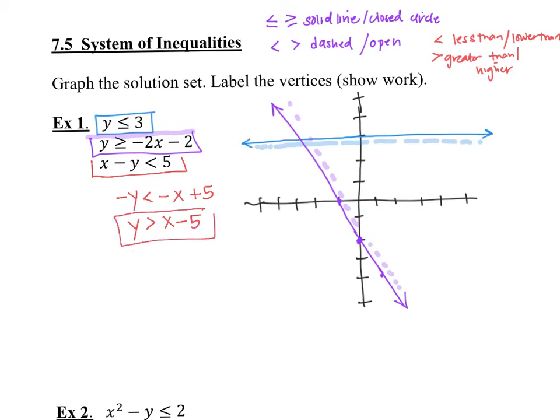Now I'm going to go ahead and graph this. The y-intercept is -5. 1, 2, 3, 4, 5. The slope is 1, up 1 over 1. And this is actually a dashed line because it can't equal.